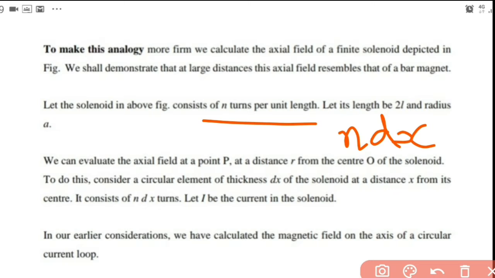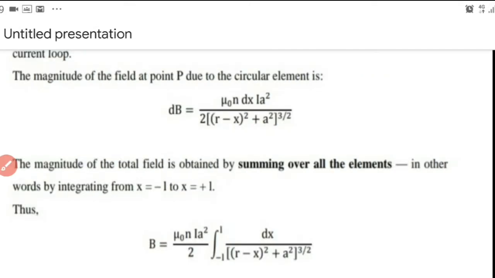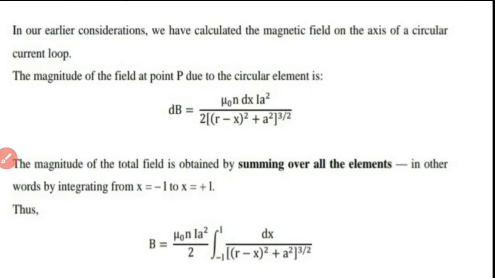Now we are going to write the expression for the axial field at the point P. Using the equations which we already discussed, we get the expression for the magnetic field at the point P as dB equal to mu 0 into n dx, that small n dx being the total number of turns in that width dx, into I a squared divided by 2 into (r minus x) whole squared plus a squared, whole raised to 3 by 2.